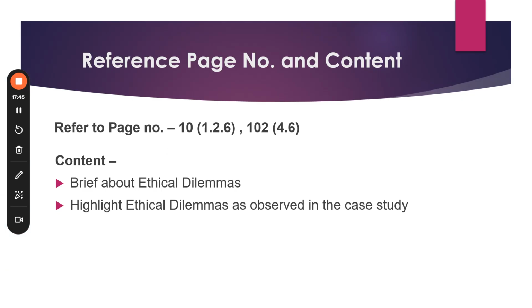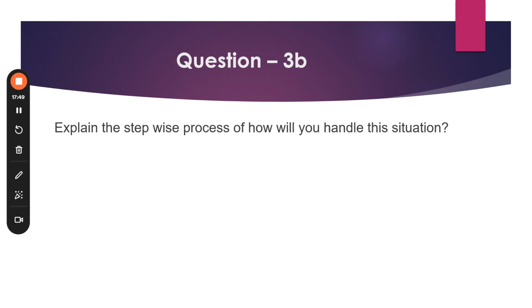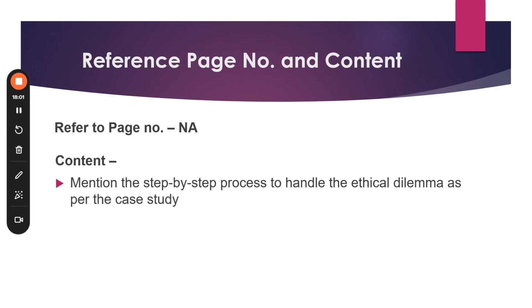Maybe every person has a different thought. Maybe you can come up with some different ethical dilemmas, right? Then the last part comes, 3B, which is: explain the stepwise process of how you will handle this situation. That's very important. Ethical dilemmas come, that's totally fine, but how you will handle this situation. Again, the answer is not mentioned in the book. Mention the step-by-step process to handle the dilemma being asked in the question, right?